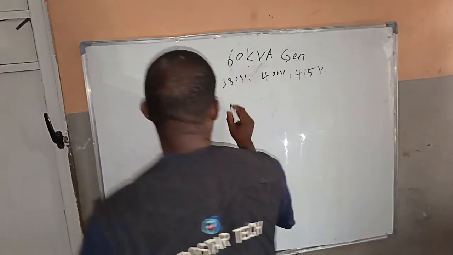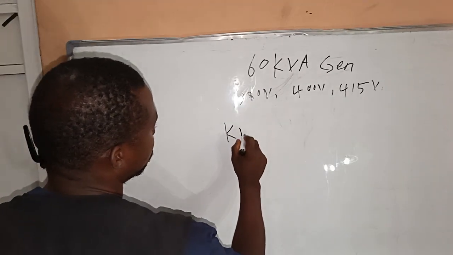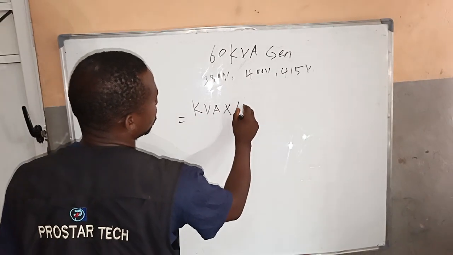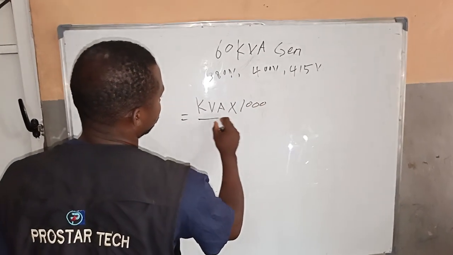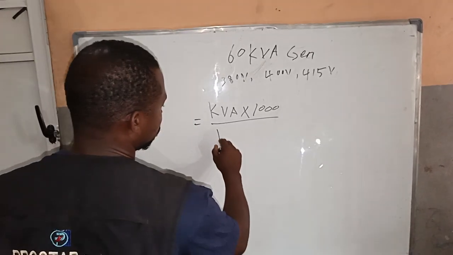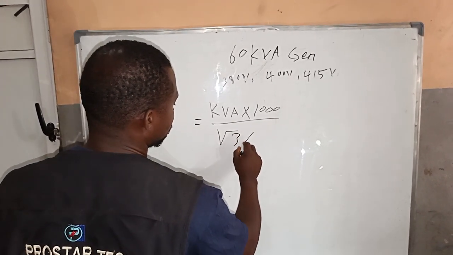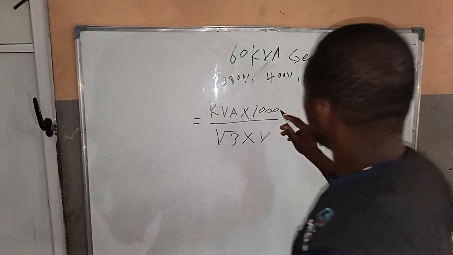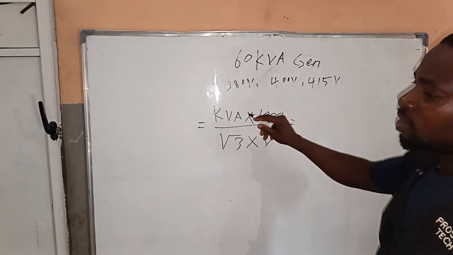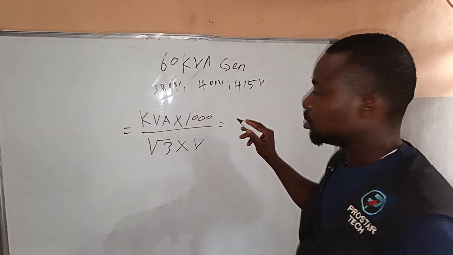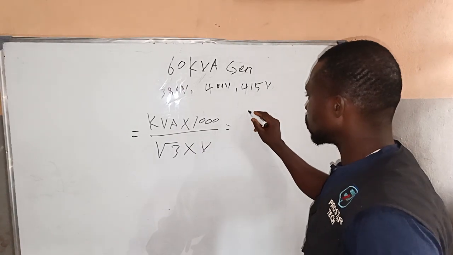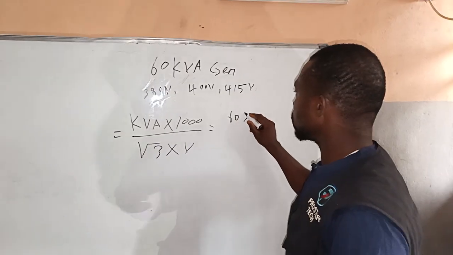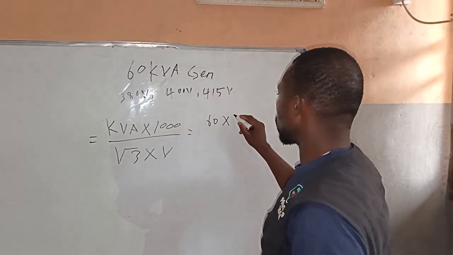This is the formula. You have to apply this formula: kVA times 1000, divided by what? Root 3 times voltage. As you can see, let us assume we have a 60 kVA generator. So it becomes 60 times 1000.